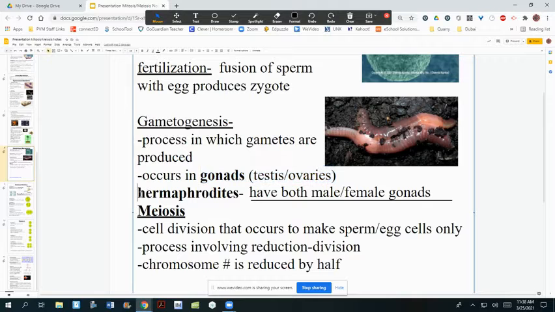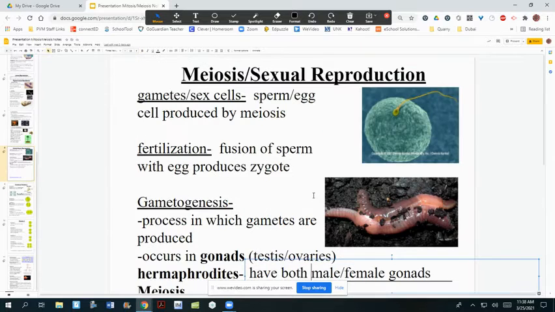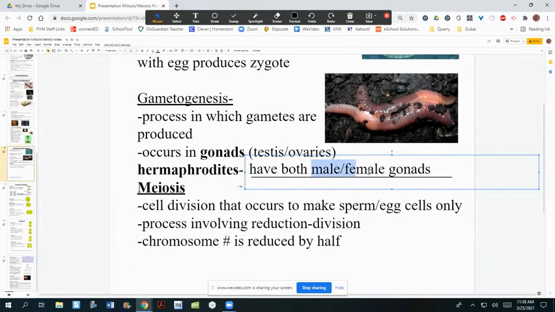Hermaphrodites are a unique group of organisms that can be plant or animal varieties. It's not restricted to just certain types of organisms. Lots of different species have hermaphroditic organisms, but they contain both male and female gonads. So, for instance, in our image here, we have some worms. Worms are actually hermaphrodites. They produce male gametes and female gametes.